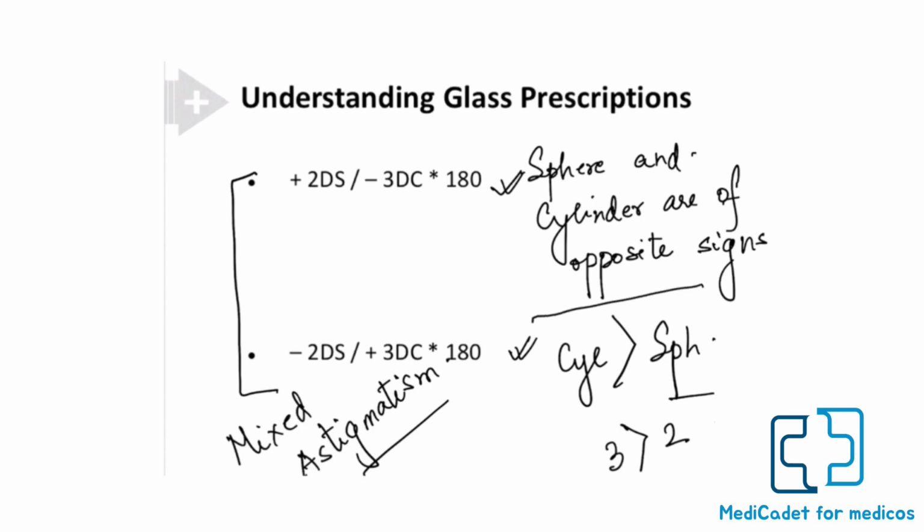And very, very important is this, that the absolute value, or the numerical value, of the cylinder will be greater than the sphere. So this is what a prescription of mixed astigmatism looks like, right? Now let's do a quick recap to see how much every one of you has retained.